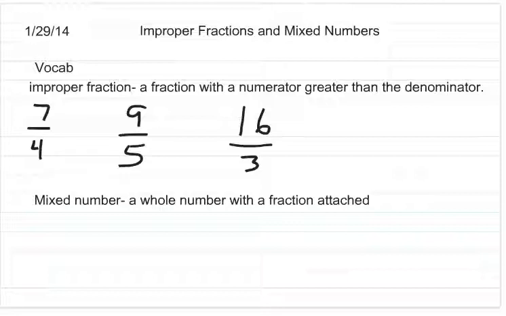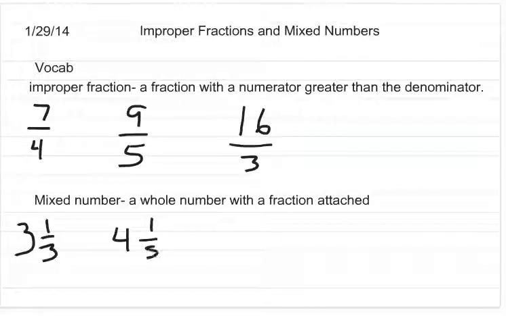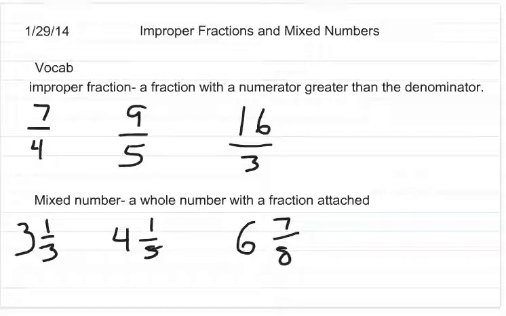Okay. A mixed number is going to be a whole number with a fraction attached. So it'll be like 3 1/3, 4 1/5, 6 7/8. Okay. Again, I apologize for writing like this, but it's kind of how it works. So make sure that you're getting all those copied down as your examples. And again, you don't need to write them as big. I'm just doing it that way.